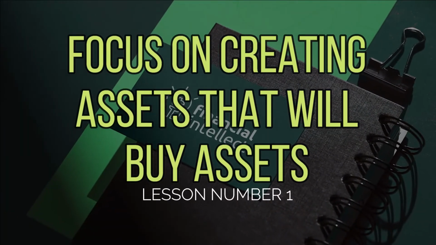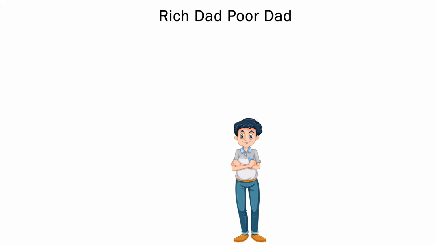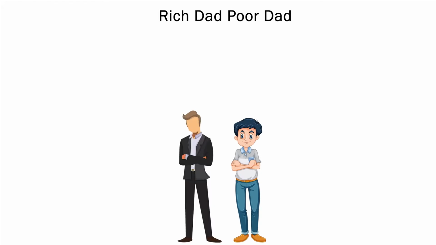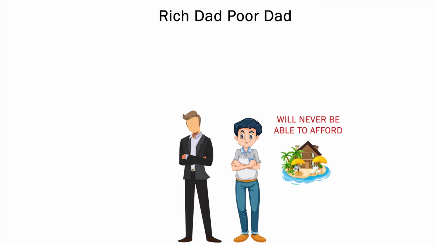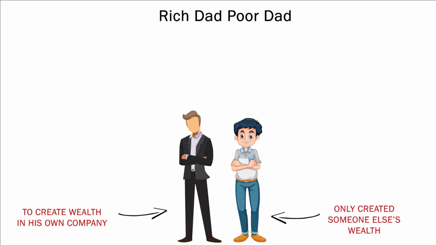Lesson number 1. Focus on creating assets that will buy assets. In Rich Dad, Poor Dad, Robert discussed how his real dad has a much higher wage compared to his rich dad. However, he knew that his real dad will never be able to afford a beach house unlike his rich dad. Robert's rich dad explained that the reason behind this is that the rich dad spent years working hard to create wealth in his own company, while Robert's real dad had spent his life working hard for money, which only created someone else's wealth, not his.